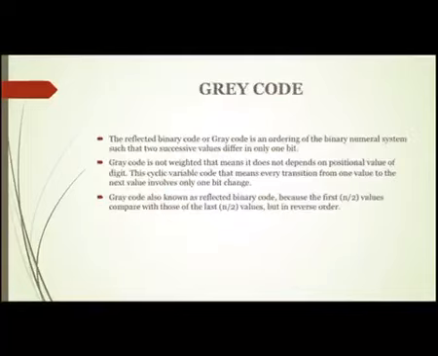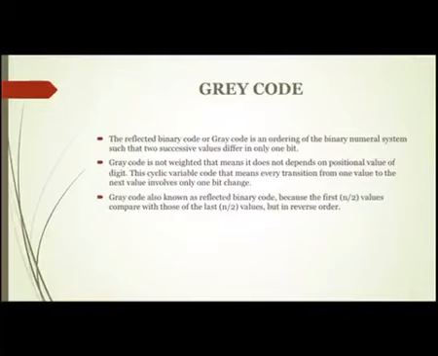references. Gray code. The reflected binary code or gray code is an ordering of the binary numeral system such that two successive values differ in only one bit. For example, the gray code of 1, 2, 3, 4 are 001, 011, 010, 110. As you can observe from the above representations, the number of bits changing between successive numbers is only one.